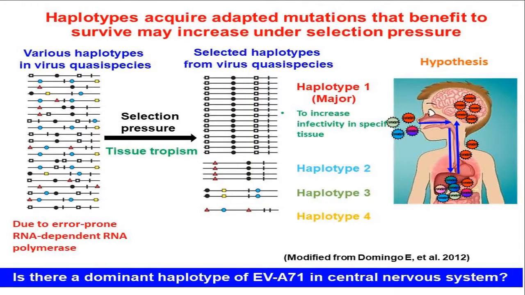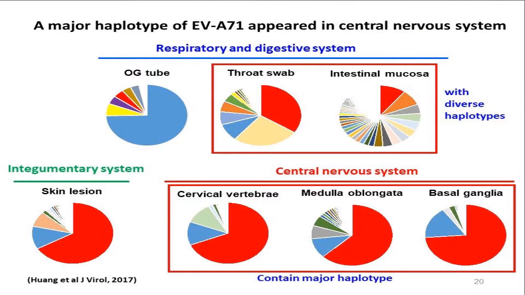The next study is where we studied the quasi-species in one of the fatal cases. The reason we studied that is because RNA viruses have low fidelity of the RNA-dependent RNA polymerase, so we may have quasi-species in different organs and tissues. The question we asked is whether there is a dominant haplotype in the central nervous system tissues. We were able to obtain viral isolates from an autopsy case. Here you can see the specimens from the respiratory and digestive systems, or the central nervous system. These isolates were sent for next generation sequencing, and we performed haplotype prediction.